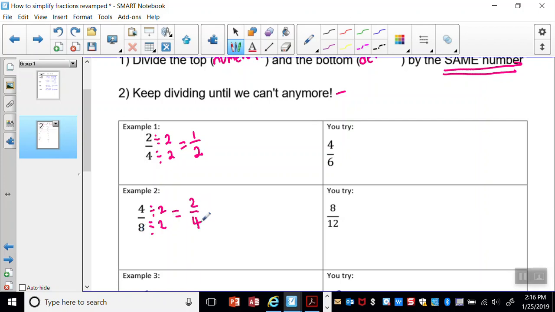But we are not done because this is not in simplest form. These can be divided again. 2 can be divided by 2, 4 can be divided by 2. So we already did here. 2 divided by 2 is 1, 4 divided by 2 is 2. So the final answer is 1/2.